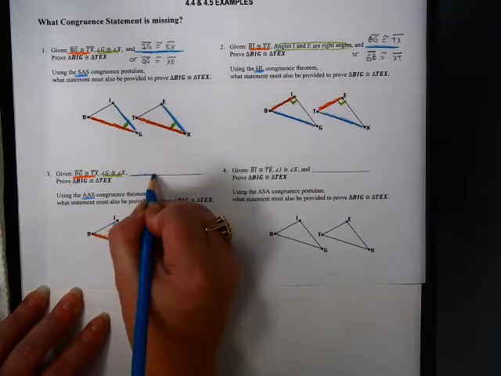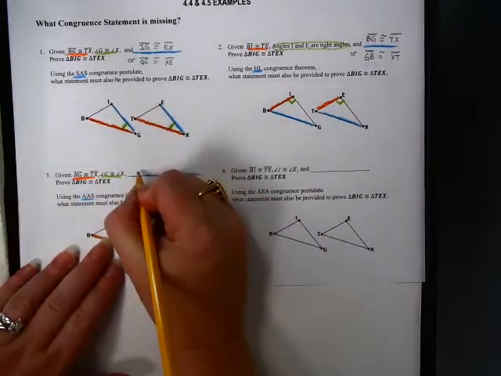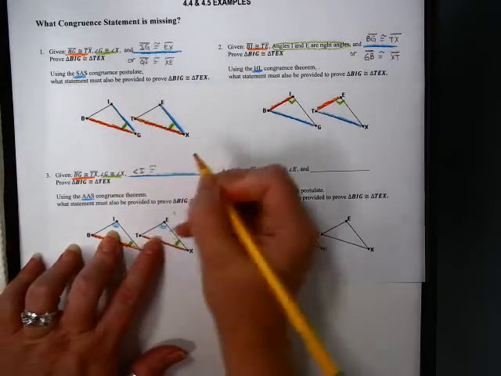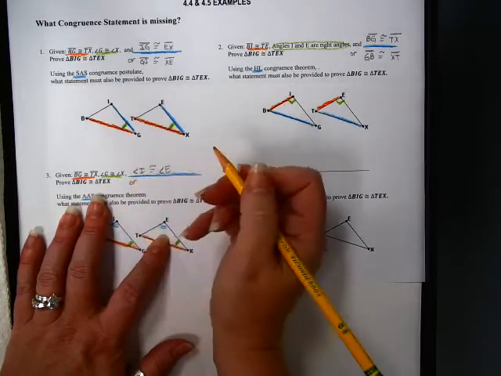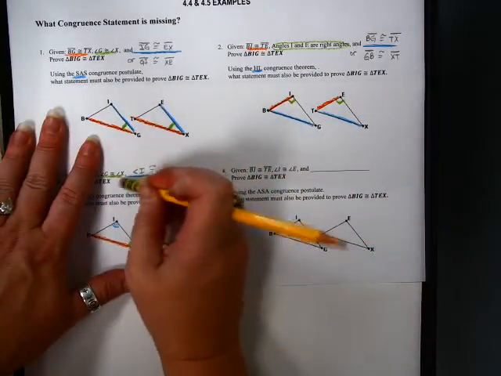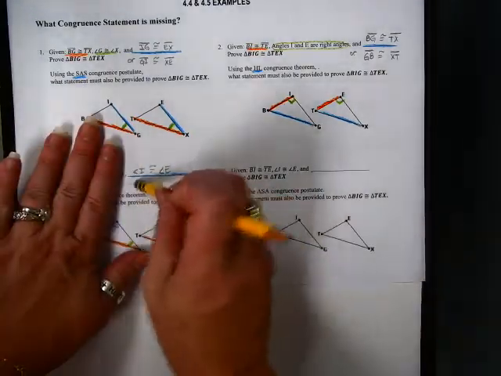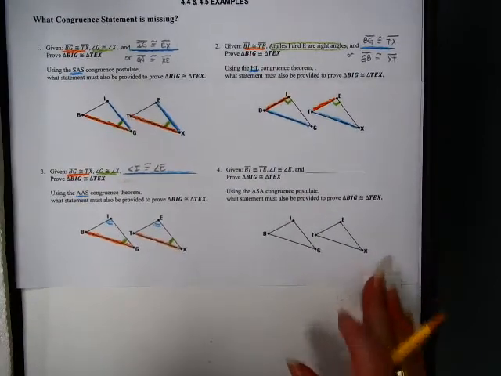So here, we would write angle I is congruent to angle E, or we could put, well, actually, if we were using 3 letters, we could switch those around, but since I only chose one, I'm just going to leave it like that. Okay, next.